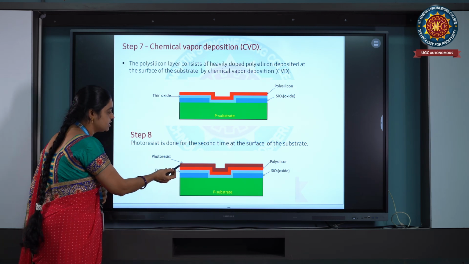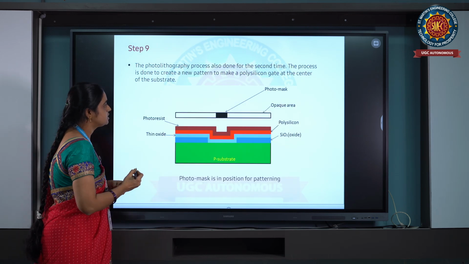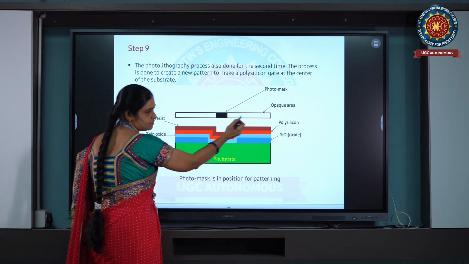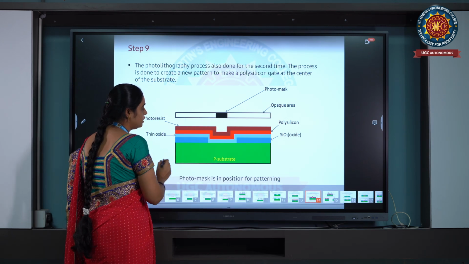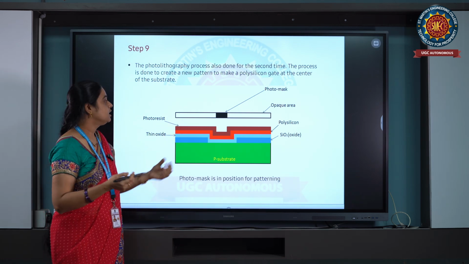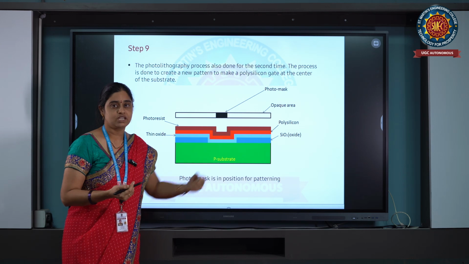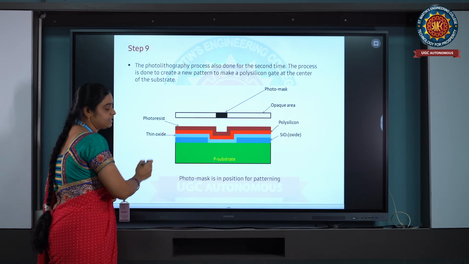You can see here, which is in brown color, this is the photoresist layer. Next, coming to the next step, we are again placing a mask. Now, the region is opaque on both sides. It means what will happen after etching? This region, which is opaque on both sides, will be dissolved in HF acid. We will get only the gate at the center.